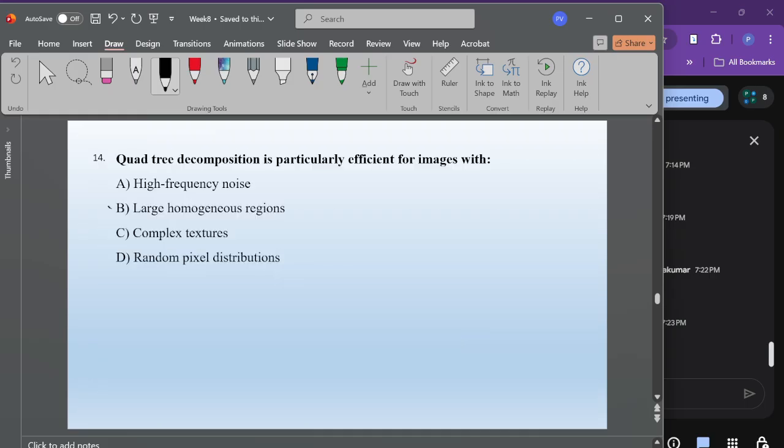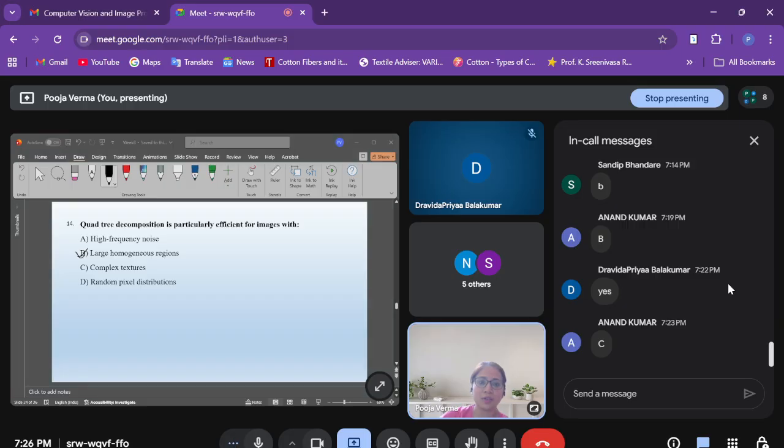Okay, option B is the correct one. So quadtree decomposition is particularly efficient for images with large homogeneous regions, not for high frequency noise, complex texture, and random pixel distribution. So option B is the correct answer for this question.